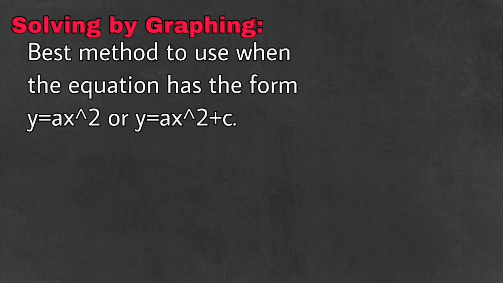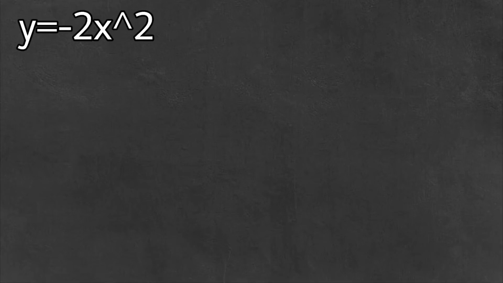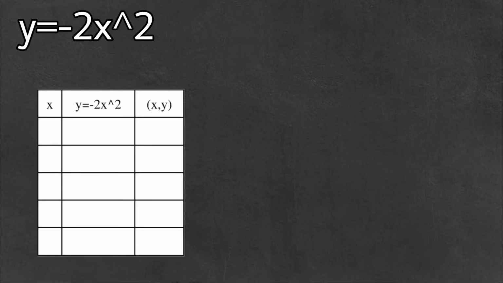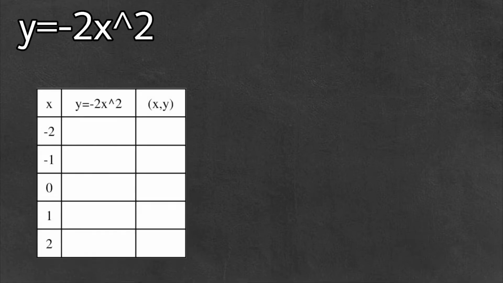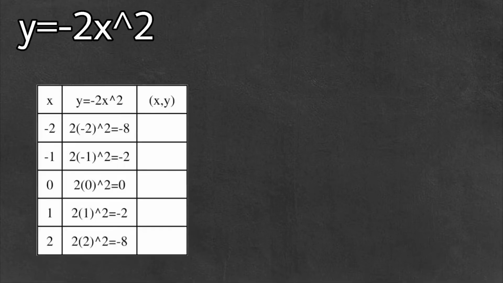Solving quadratic equations by graphing is the best method to use when the equation has the form y equals ax squared or y equals ax squared plus c. As our example, we are going to solve y equals negative 2x squared. Beforehand, we are going to create a table of values. In this example, we are going to plug in the numbers negative 2, negative 1, 0, positive 1, and positive 2. Now we just plug our numbers into our quadratic function.